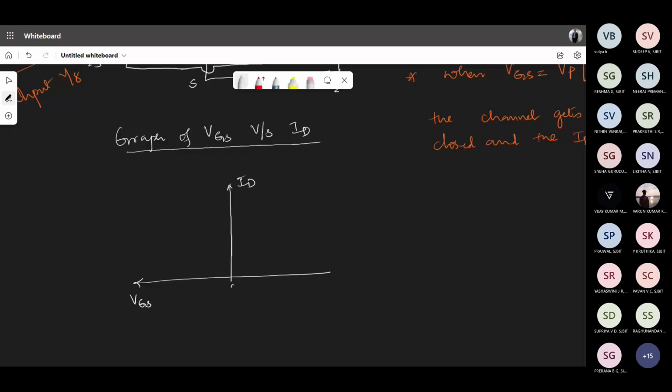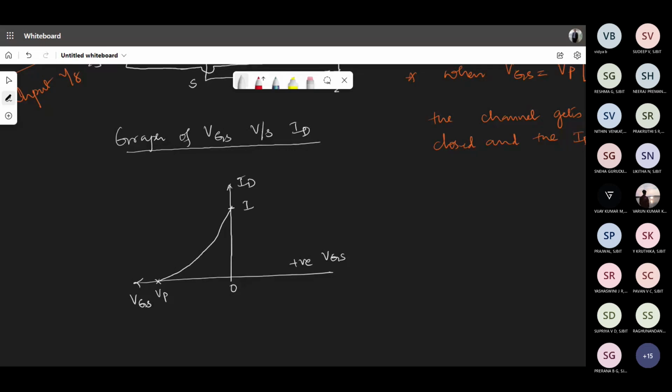For positive VGS, I don't have to worry about it because the current would already have reached the maximum. It will continue to be maximum with a slight increase in the current. We have to accept that there will be a slight increase, but that is insignificant, so I'll not be bothering about it. But later on, for the negative gate voltages, let me also indicate a point here, which is the pinch off point, VP. So I should join these 2 points to get the current.